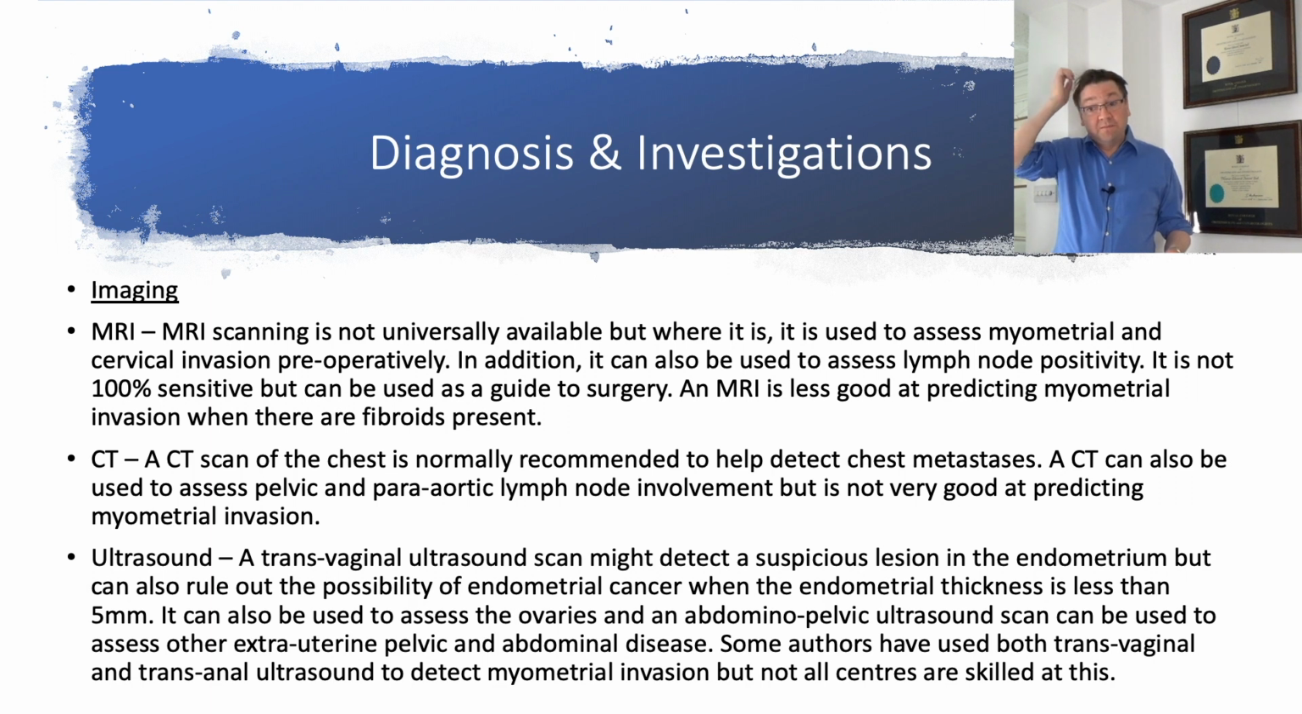Transvaginal ultrasound scan might detect a suspicious lesion in the endometrium, but can also rule out the possibility of endometrial cancer. When the endometrial thickness is less than 5 millimetres, that really rules out endometrial cancer. It also has the benefit of assessing the ovaries, and an abdominal pelvic ultrasound can be used to assess other extrauterine pelvic and abdominal disease. Some centres have used both transvaginal ultrasound and transrectal ultrasound to detect myometrial invasion, but not all centres are skilled at that.